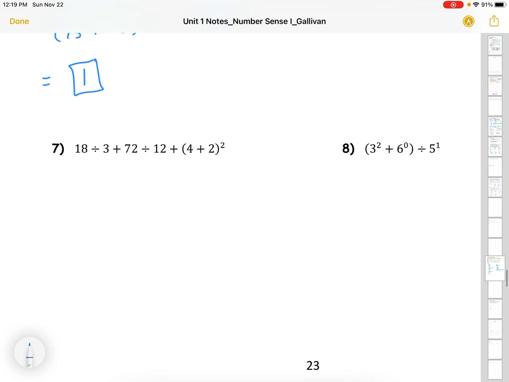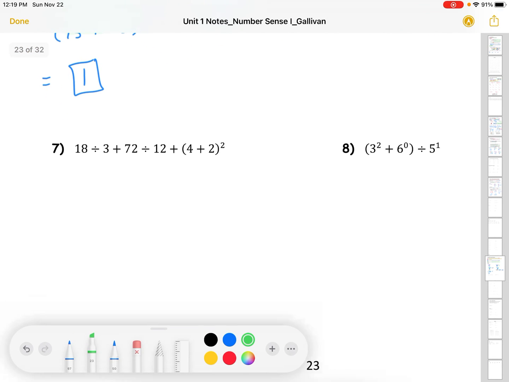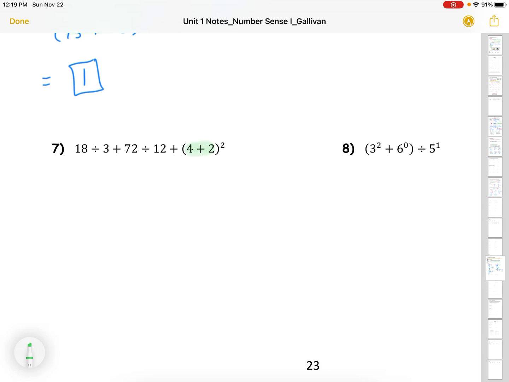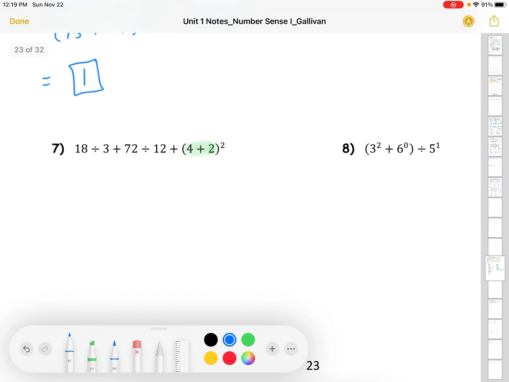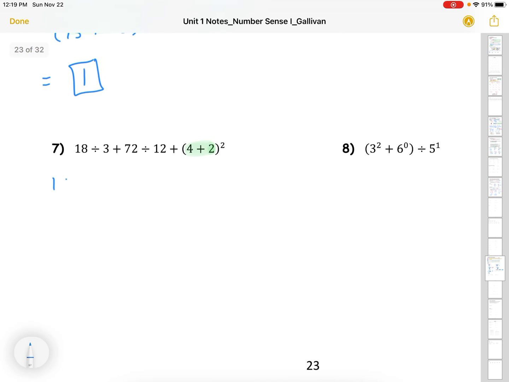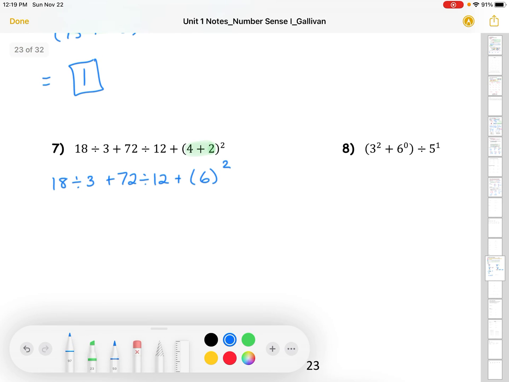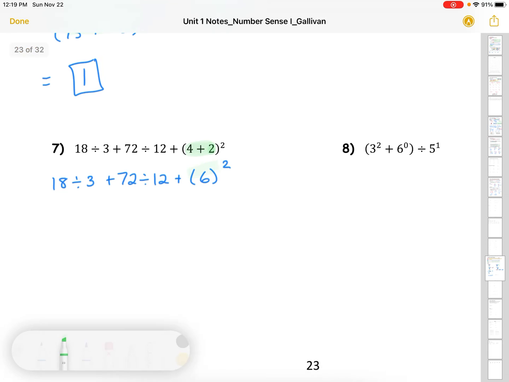Now, here's something quite complicated. We're going to start with our brackets, right? Everything else we'll rewrite out exactly the way it is. 18 divided by 3 plus 72 divided by 12 plus, here, 4 plus 2 is 6 squared. The next thing I'm going to do is deal with this exponent. Again, I'm going to write all this out. 18 divided by 3 plus 72 divided by 12 plus 6 squared is 36.